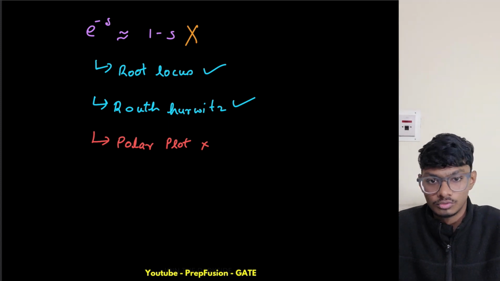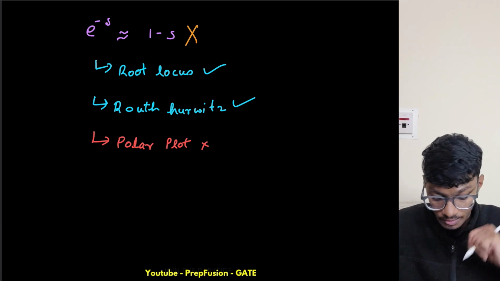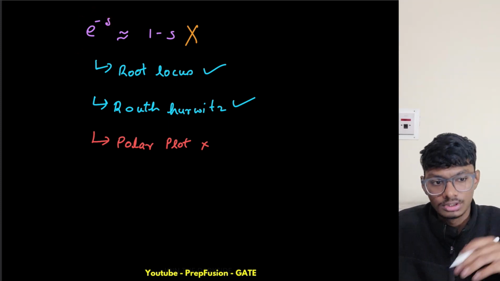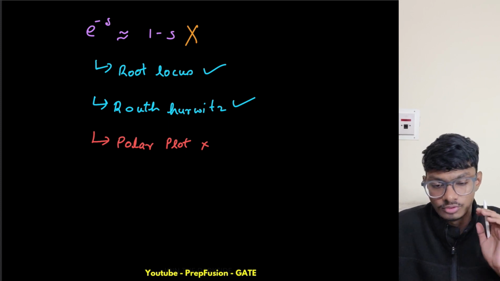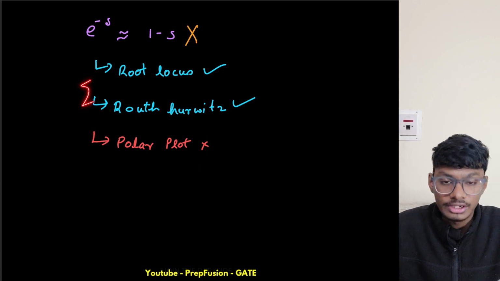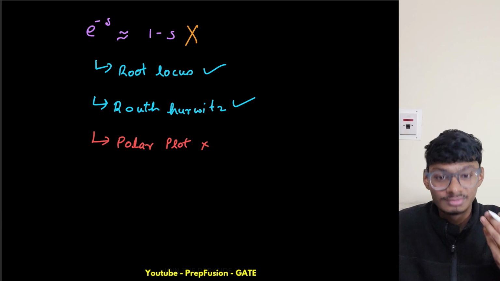So then how to do this? Polar plot is easy, right? We have to plot the angle and the magnitude. The magnitude for this one is 1 only. If I put s equals to j omega, the magnitude is 1 only. And the angle we'll see, right? It is not that difficult to plot the polar plot. Here it was difficult, that's why we have to take other options, because always try to take other options when things become difficult.